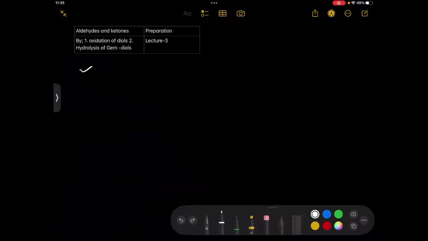So let's start here. We will study the two methods of preparation: first is the oxidation of diols and second is the hydrolysis of gem diols. From these two ways, you will get either aldehydes or ketones.